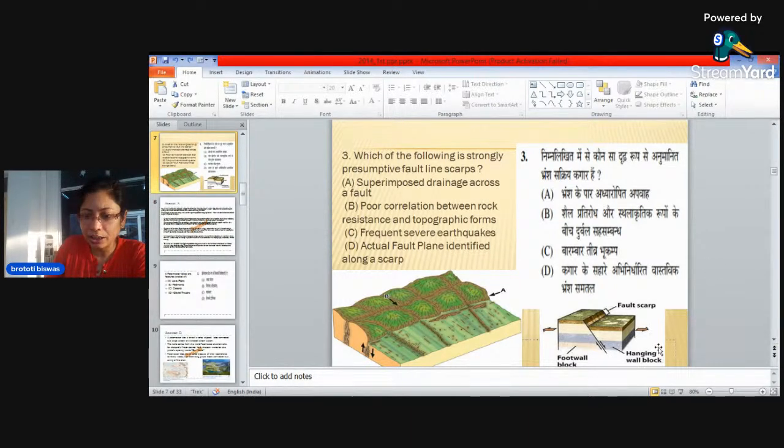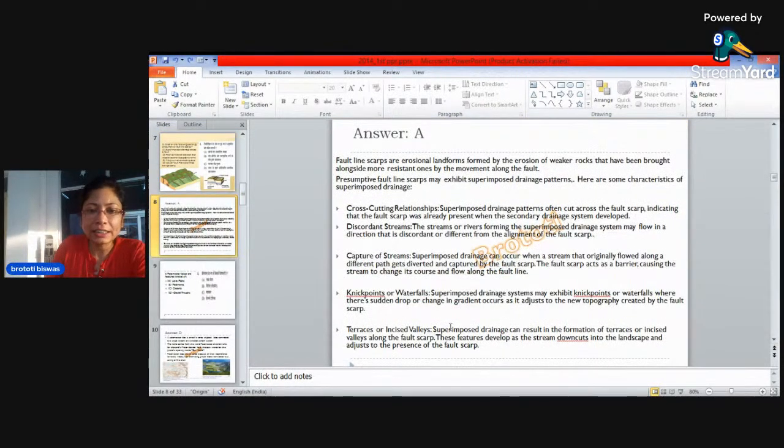In a fault scarp, one part of the land goes down with respect to the other, or any one part moves up in respect to the other, and there is no erosion involved. In a fault line scarp, what happens? It is an erosional landform which is formed when the weaker rocks get eroded. When the weaker rocks get eroded, that time we have a fault line scarp.